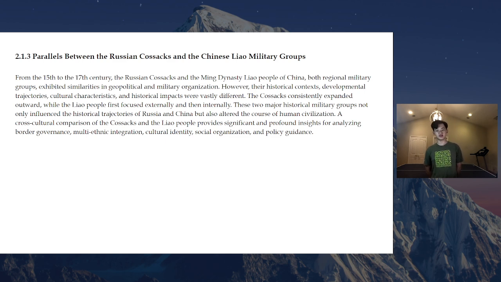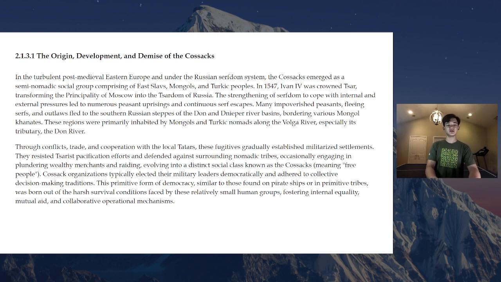The Cossacks consistently expanded outward, while the Liao people first focused externally and then internally. They influenced the historical trajectories of Russia and China and altered the course of human civilization. So let's analyze some of the similarities and differences between them, starting with the origin, development, and demise of the Cossacks. So in the turbulent post-medieval Eastern Europe and under the Russian serfdom system, the Cossacks emerged as a semi-nomadic social group comprising East Slavs, Mongols, and Turkic peoples.